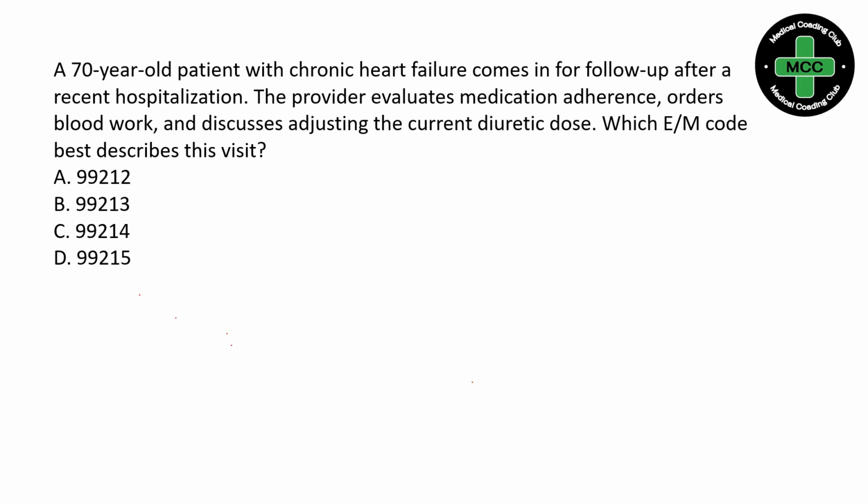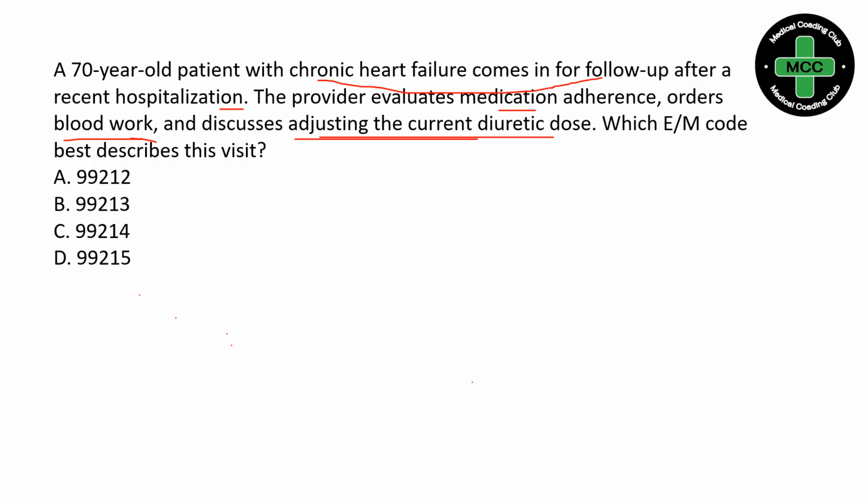A 70-year-old patient with chronic heart failure comes in for a follow-up after a recent hospitalization. The provider evaluates medication adherence and also orders blood work. Discuss adjusting the current diuretic dose. So the problem is chronic heart failure, and for data the provider is ordering blood work and also adjusting the current diuretic dose, which will credit to risk. So see the options and try to answer by yourself.